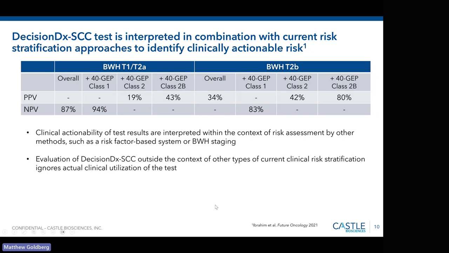On the other hand, not all high-stage patients, the Brigham and Women's T2B on the right, actually benefit from higher intensity management, and the positive predictive value of the class 2 result in this patient subset is excellent within Brigham and Women's T2B and T3 tumors, representing a marked improvement over the overall positive predictive value in this group. Dr. Cook will go through even more granular validity data in the next presentation. And in this way, combining DecisionDx-SCC with existing risk stratification systems like Brigham and Women's significantly improves the accuracy of risk prediction for metastasis.